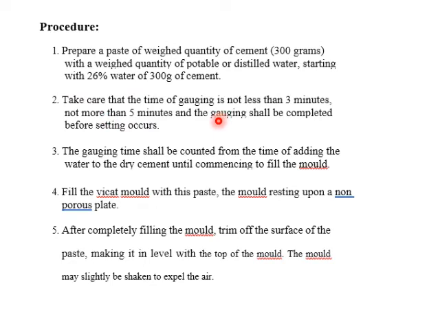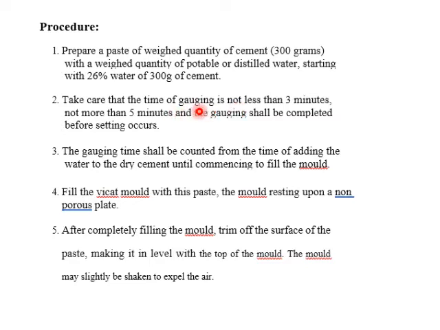So while adding the water, okay, you need to start the stopwatch, okay, and you need to measure the gauging time. So what is that gauging time? Gauging time is the time required for mixing of the cement. It should not be too less, it should not be too more. Okay, so mixing of the cement should be done in a proper way. That's why we keep some gauging time.